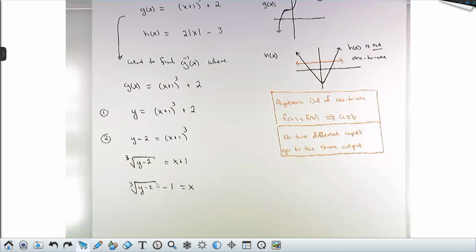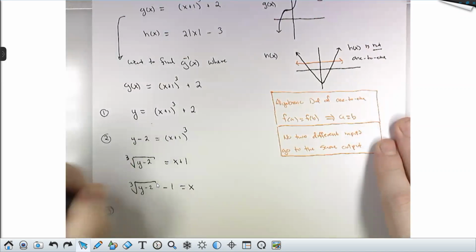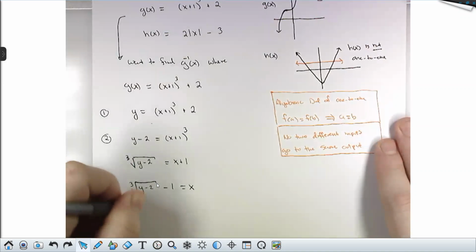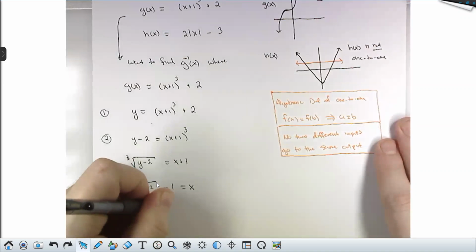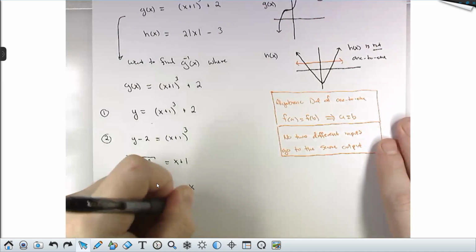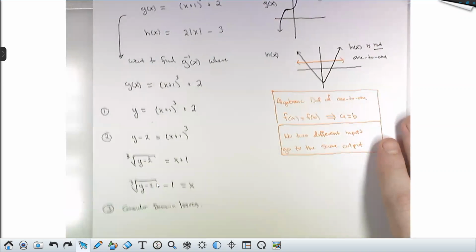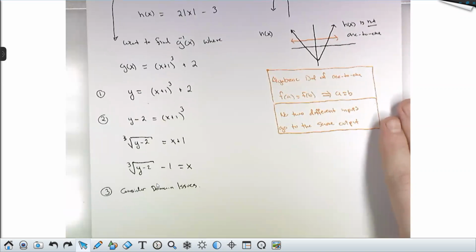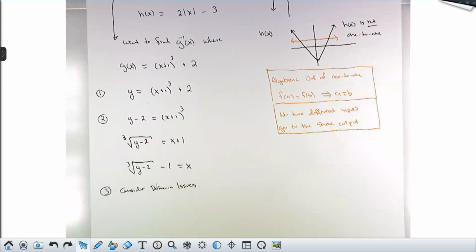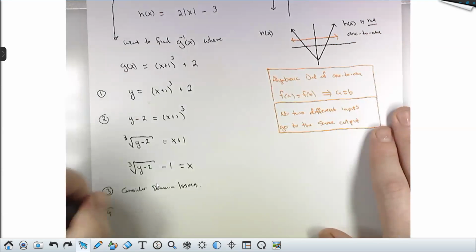This is where in step 3 we would consider any domain issues. If we need to, it's not a big deal for us at this level, but it will be a big deal in pre-calculus if you take that class. And then my last step is just to write down the inverse, because it's this thing. We swap x and y.